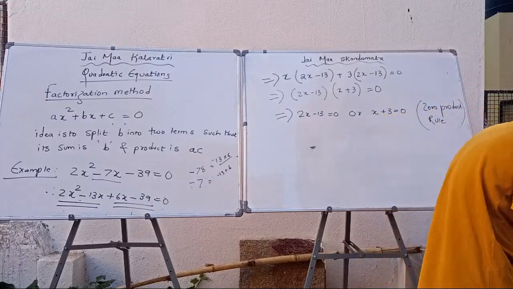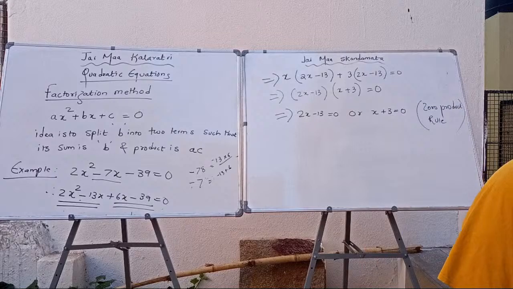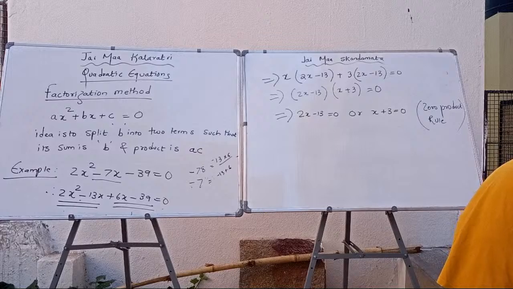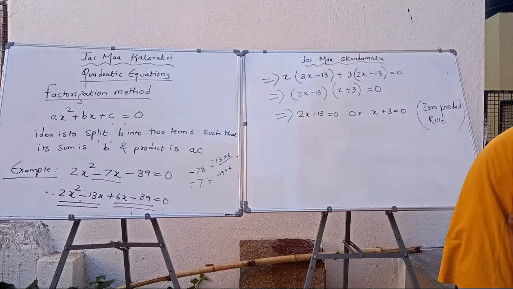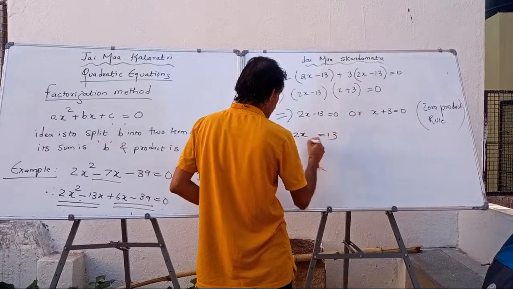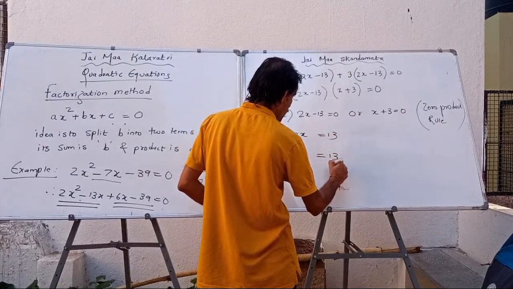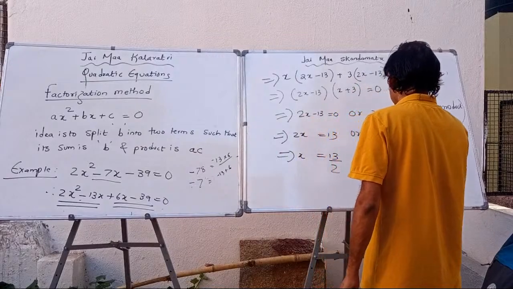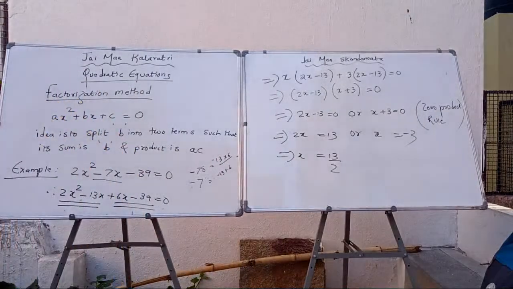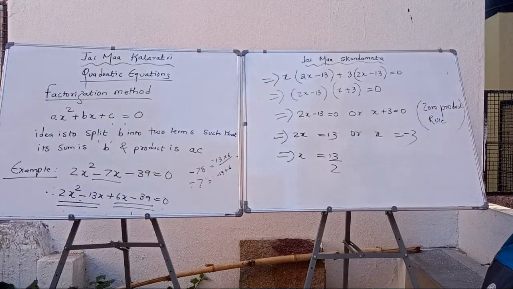All right. So if this is 0, implies what? 2x is equal to 13, implies x is equal to 13 by 2, or x is equal to minus 3. From there we got this. Understood, right? This is the way to solve it mathematically, not by trial and error. But sometimes even this gets difficult.